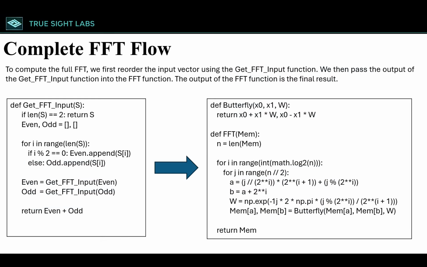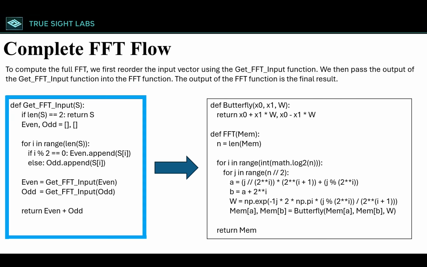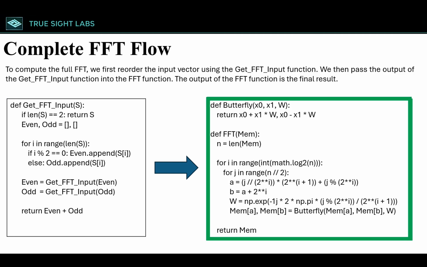Before we begin, let's quickly review the complete FFT flow from the last video. To compute the FFT, there are two steps. First, we take the input vector and pass it into the getFFT input function on the left. Then, we take the output of that function and pass it into the FFT function on the right. The output of the FFT function is our final result. In this video, our goal is to take the FFT function on the right and turn it into Verilog.